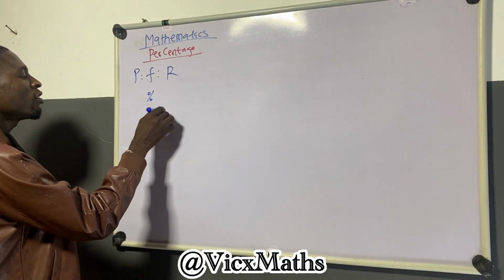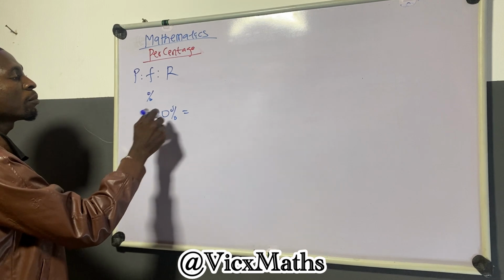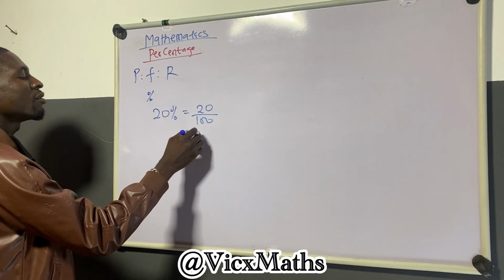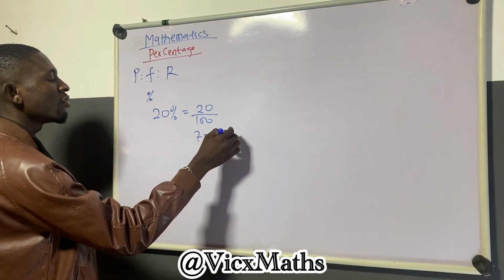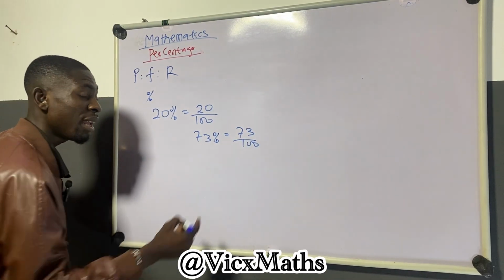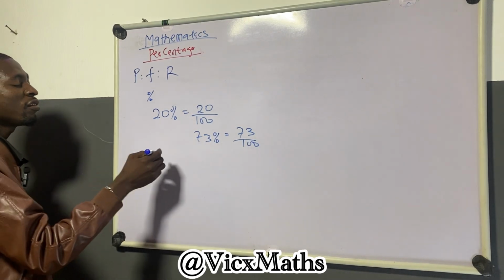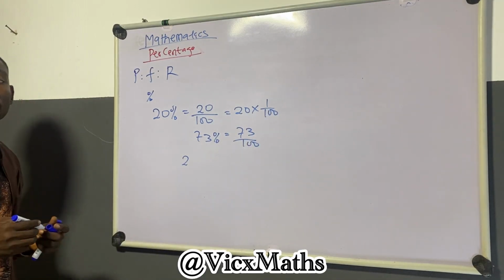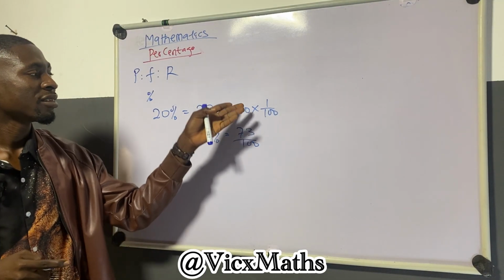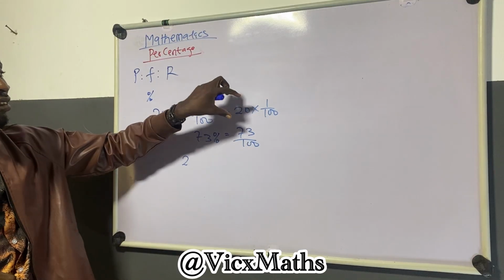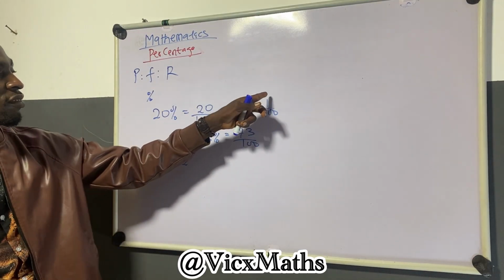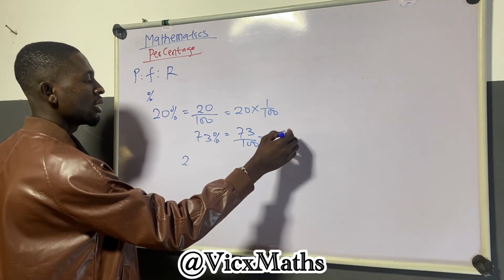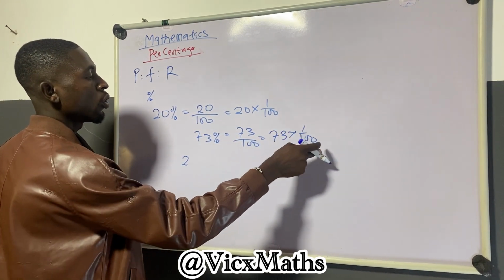So if we have something like 20%, this simply means 20 over 100. If you have 73%, it is simply 73 over 100. Now let me go further to tell you that it is the same thing as 20 times 1 over 100. You know that in multiplication of a fraction by a whole number, the whole number multiplies the numerator. So this is 20 times 1, which gives us 20 over 100, and it's the same thing. And still, 73 times 1 over 100 is 73 all over 100.